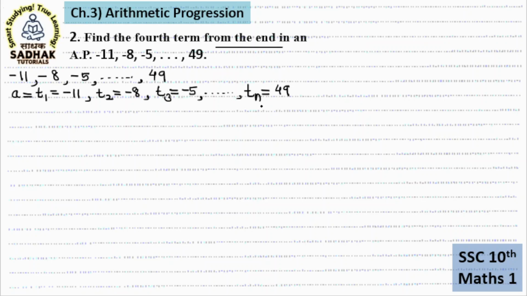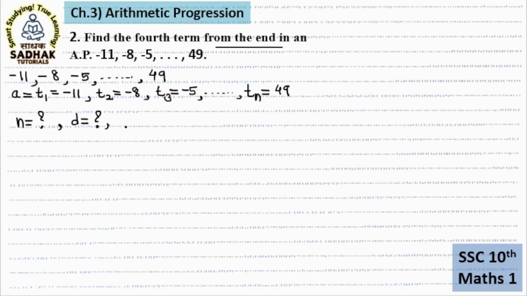So for that we first have to find out what n is, how many terms there are. For finding n, we should first know what d is. Once we get n, we have to find the fourth term from the end.